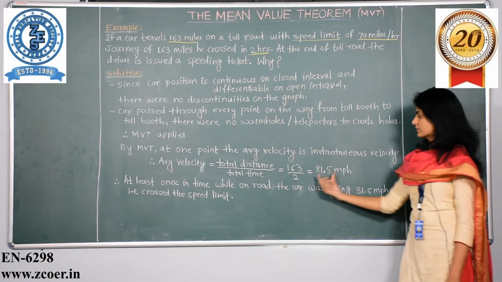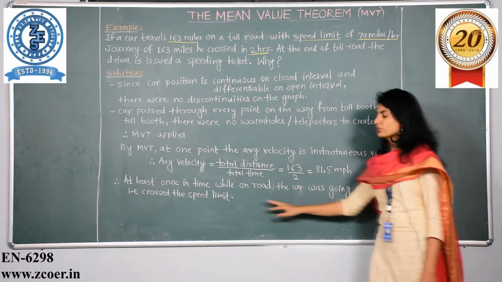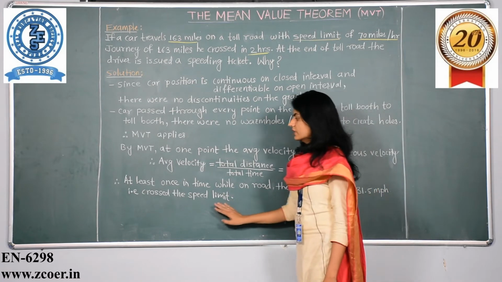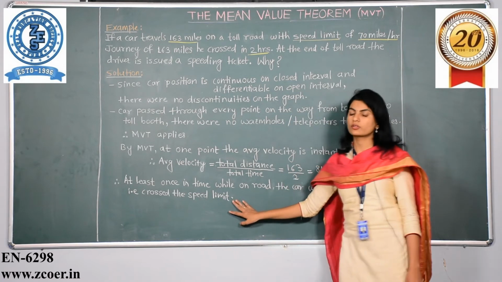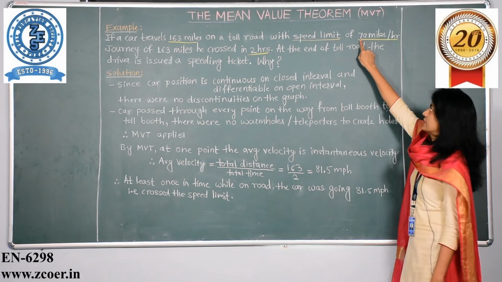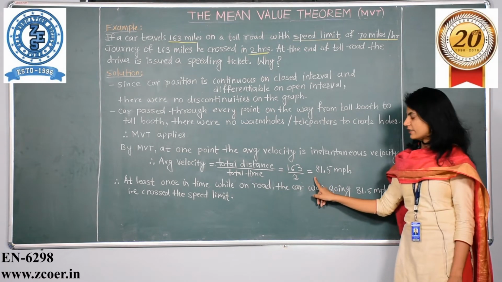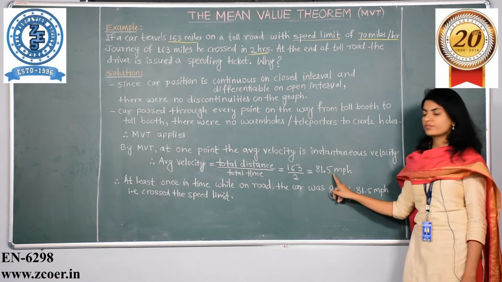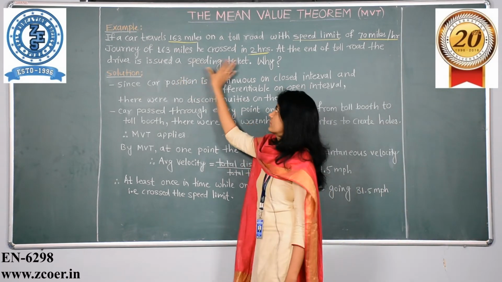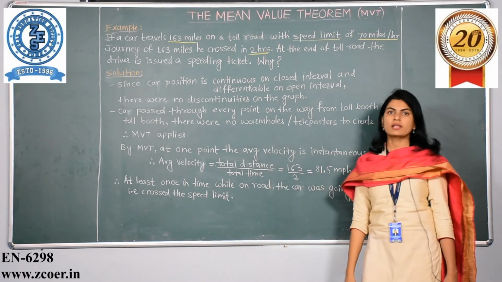So the car driver has reached 81.5 miles per hour at least once while on the road. Therefore, the car driver must have crossed the speed limit. The speed limit is given in the problem statement, that is 70 miles per hour. So at least once the car driver must have crossed 81.5 miles per hour. Therefore, this car driver has been issued the speeding ticket. So this is one example of the mean value theorem.